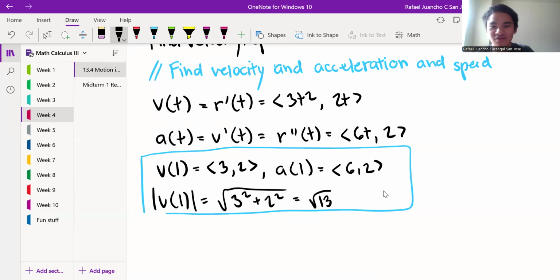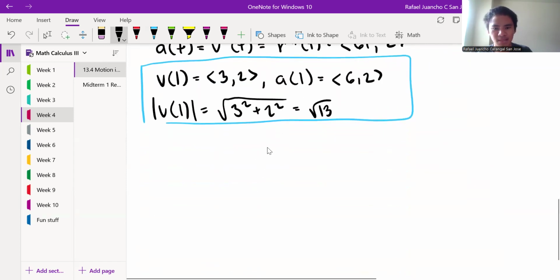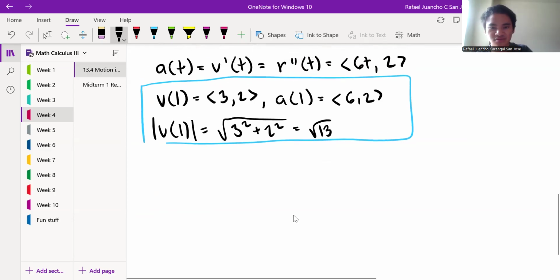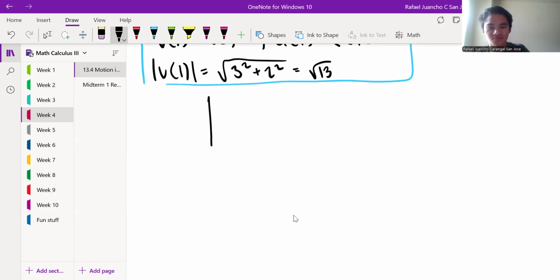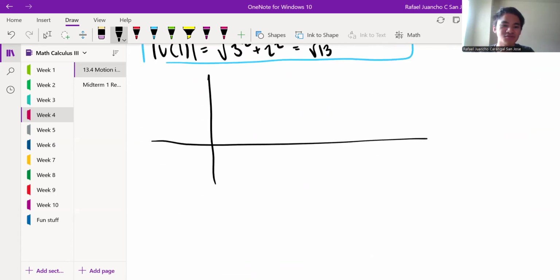So now we've got the velocity, acceleration, and speed at t equals 1. And what else? Now we can draw. We can see what this looks like. I'm going to draw it myself. Just bear with me. I'm looking at my task book, and it wants us to assume that we're doing it in the xy plane. So cool, let's do it that way then.